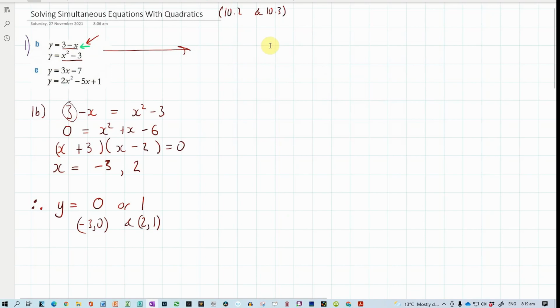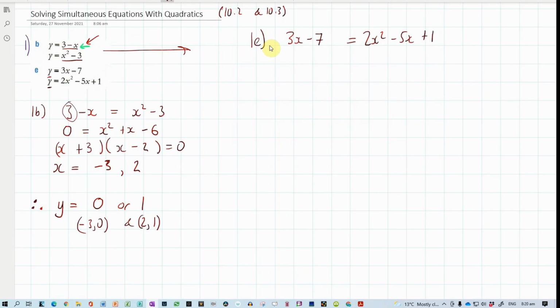Alright, we'll do E now. For E, what have we got? Once again, it's nice and handy because we've got both y's on one side, so we can just make the other sides equal to each other. So I'm going to write 3x minus 7 is equal to 2x squared minus 5x plus 1.